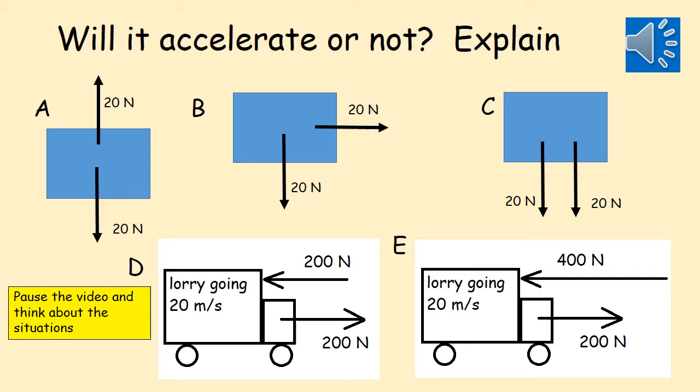Finally, E, same lorry going at 20 meters per second, this time experiencing a frictional force of 400 newtons. If you add the two forces, you're going to end up with 200 newtons to the left, so that would be minus 200 newtons. So that lorry will experience an acceleration, and as a result of that resultant force, it will slow down.